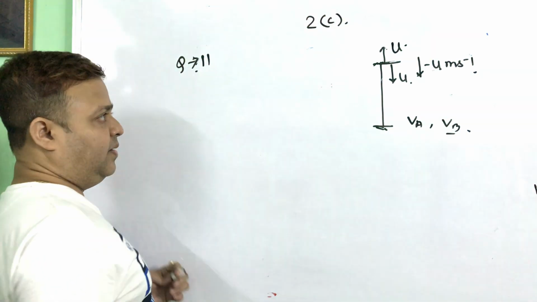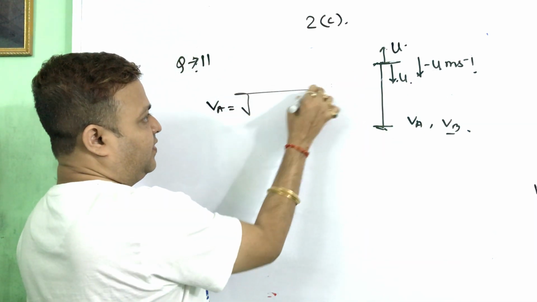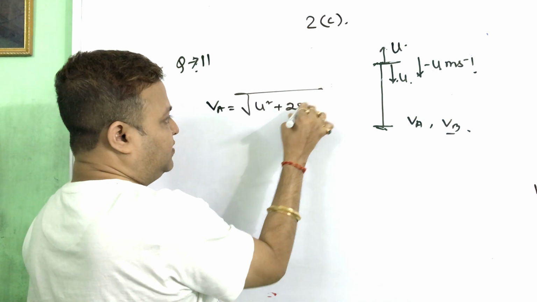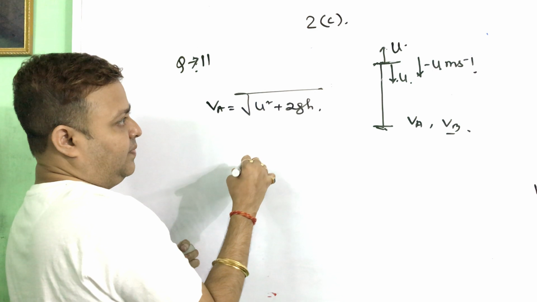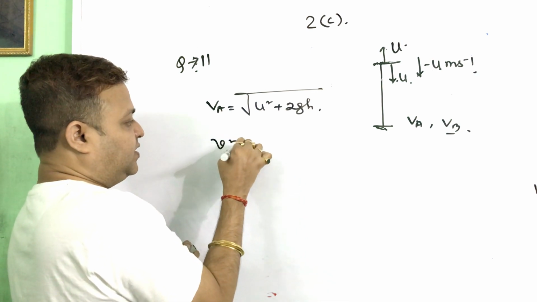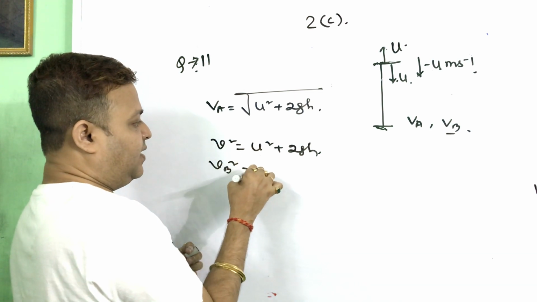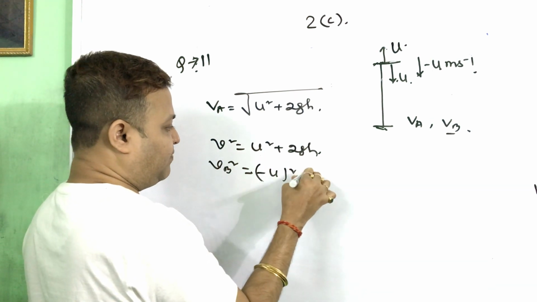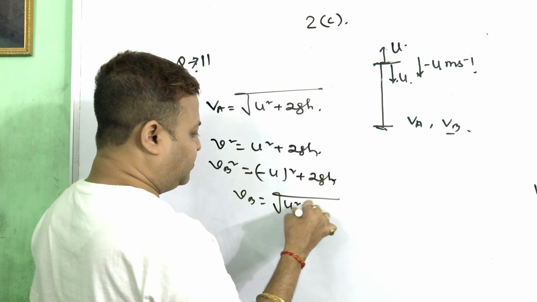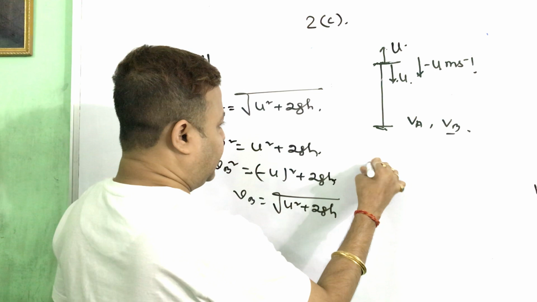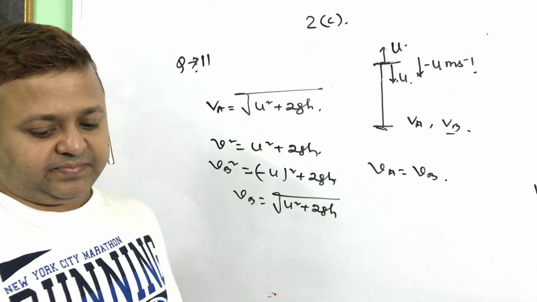কি করে হবে? That for the first body, VA equal to root over of u square plus 2gh. This is the final velocity before hitting the ground. For the second body, VB square equal to minus u whole square plus 2gh. That is VB is also root over of u square plus 2gh. Both are same. That is VA equal to VB.